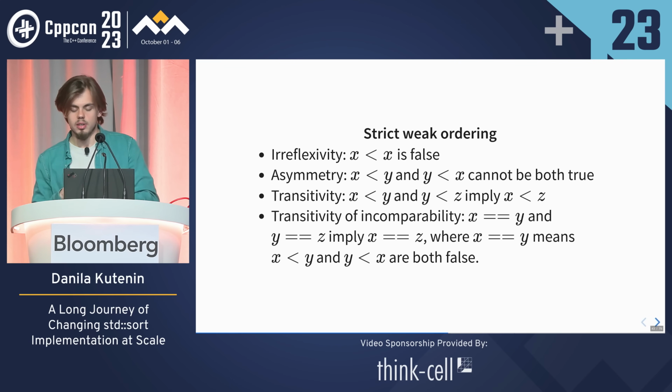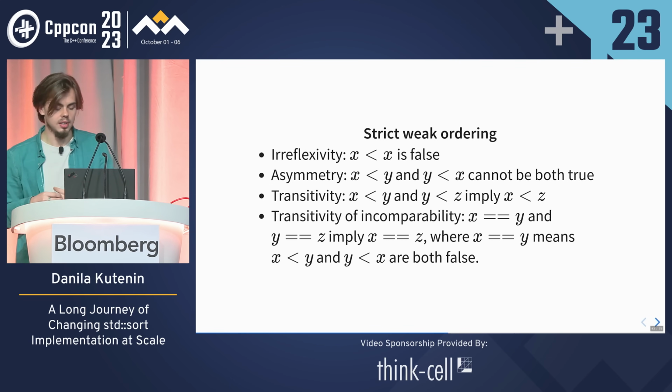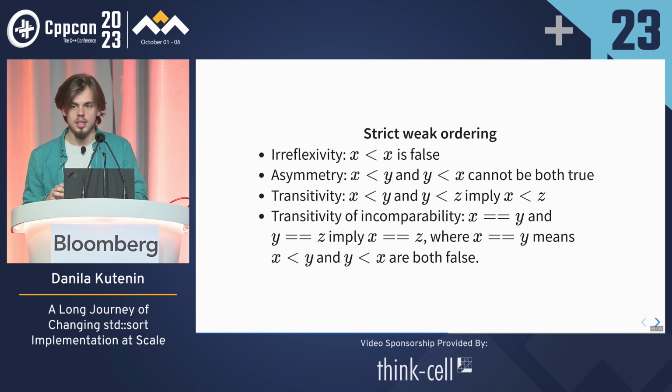The 4th property is a little bit more complicated, but it's still needed. It means that incomparable elements are considered equal among each other. For example, if x is less than y is false and y is less than x is false as well, then we consider these elements equal. And if 2 elements are equal and another 2 elements are equal, then the first and third should also be equal.